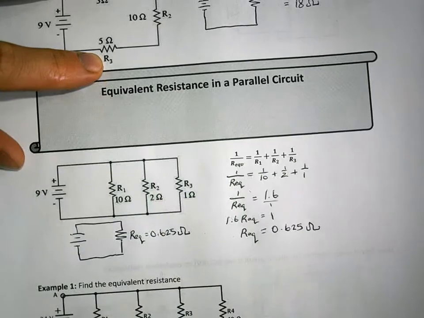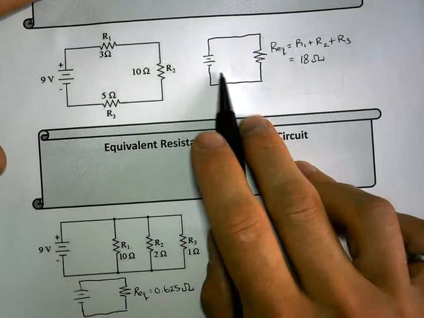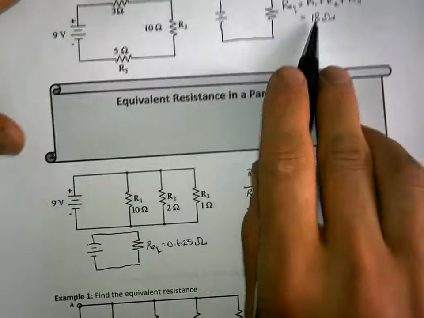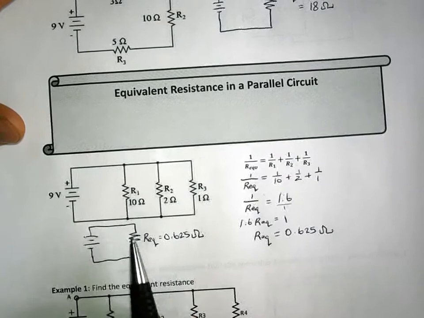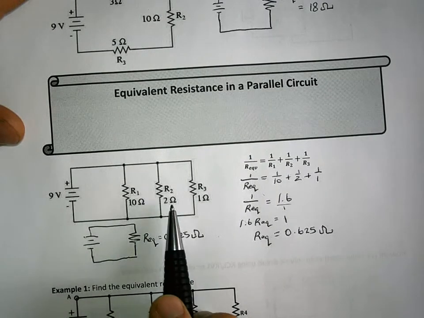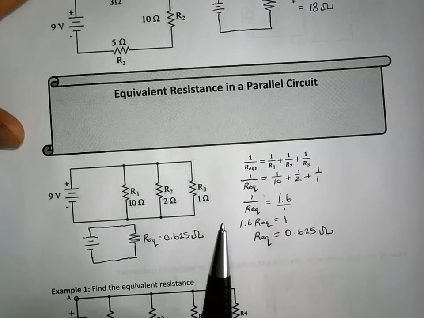Okay, and notice the difference between these two questions. When we look at series circuits, all of those resistances add up, so we get a big resistance. When you look at parallel circuits, the equivalent resistance is smaller than every resistance on its own. And that's an important note to make.